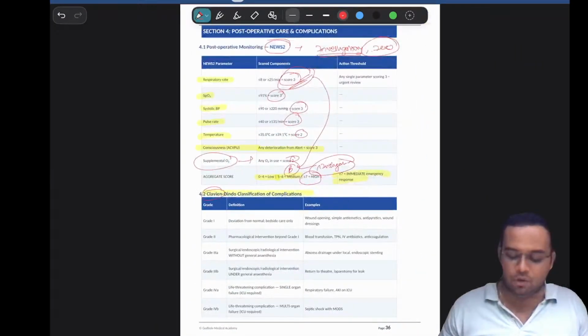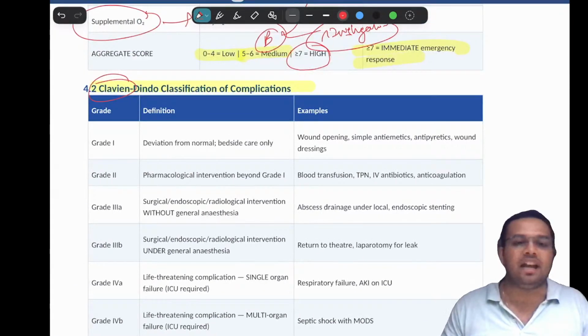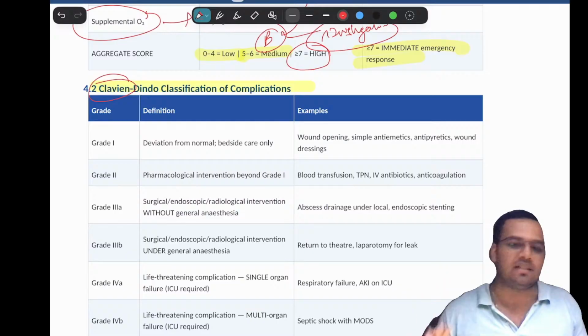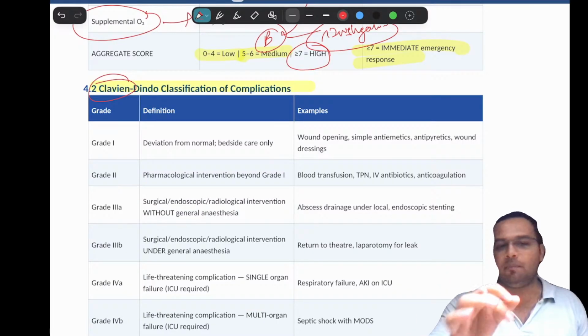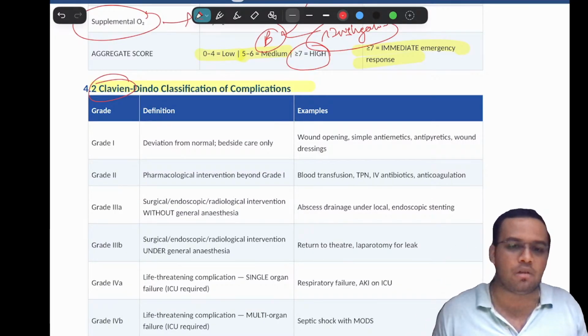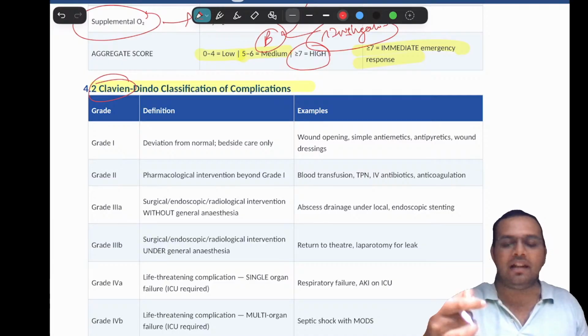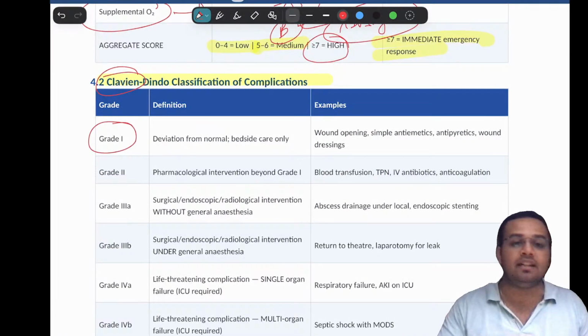So basically, if you see what is grade 1, grade 1 is some pathology which is a deviation from the normal. Let's consider a patient who went for an operation, a laparotomy, and the suture line was soaked. So you had to take out a couple of sutures and do continuous dressing. That is nothing but grade 1.